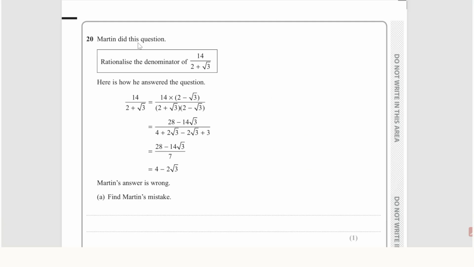Looking at this question here, it says Martin did this question. Rationalize the denominator of 14 over 2 plus root 3. And it shows us how he answered this question. And here it says Martin's answer is wrong. Find his mistake. So let's go through this question together. To rationalize the denominator, we will have to take this fraction and multiply it by the whole denominator and flip the sign.